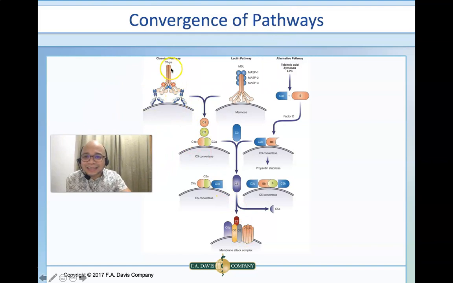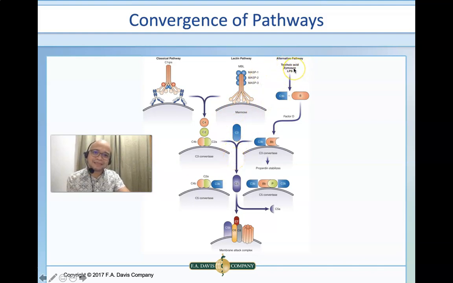the classical pathway will result in the formation of C1, C4, C2. So you have now C4b2a. And then the lectin pathway is activated by MBL, or the MASP 1, 2, or 3, on the mannose of the microorganism, and then there would be activation of C2.